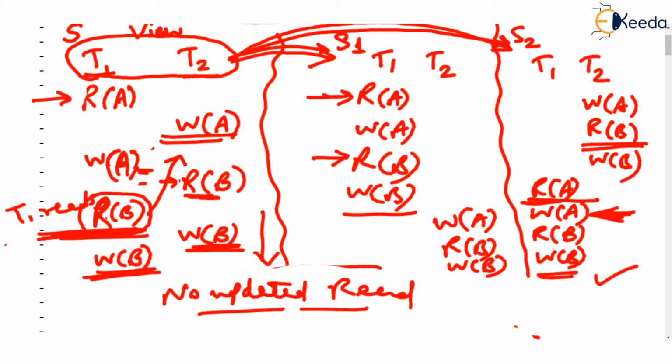I hope you have understood about this read B, correct? Because is this read B operation reading the B which was written by the other transaction T2? No, T2 did not write anywhere before this the value of B. So there is no updated read either. That means S and S2 are view equivalent. Hence, S is view serializable because it is equivalent to one of the serial schedules. Thank you very much.